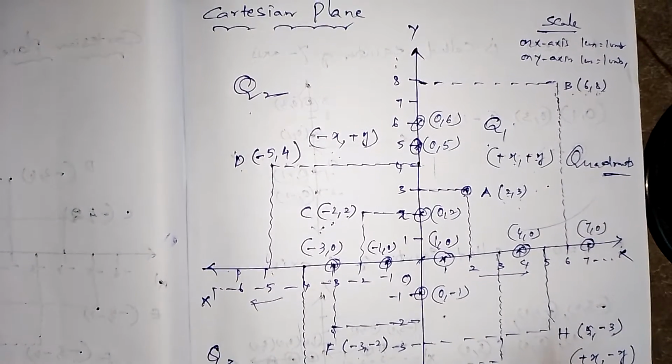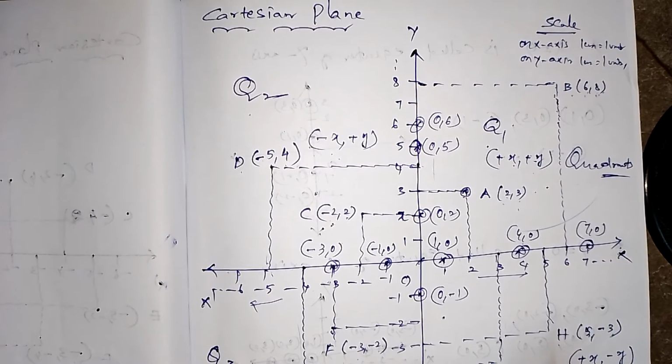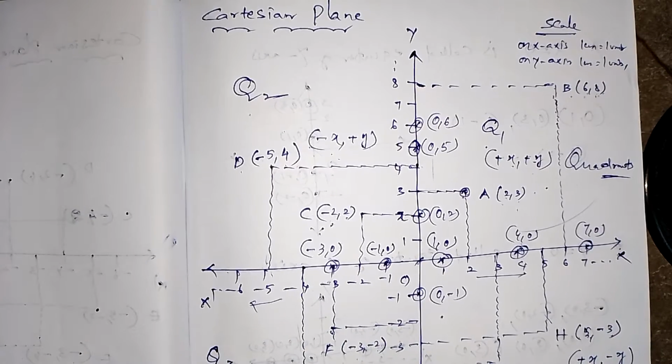Dear students, in the previous video we learned up to exercise 3.1. Now in this video we have to learn the graphical representation of linear polynomials. Before explaining the topic, you have to know the Cartesian plane, that means the coordinate plane.